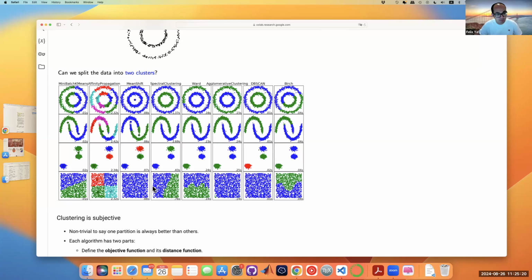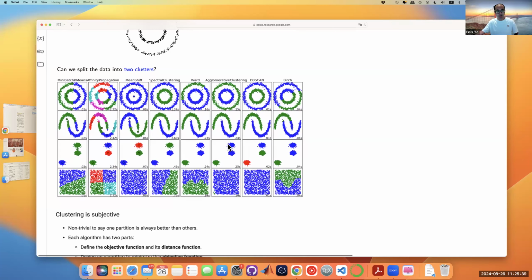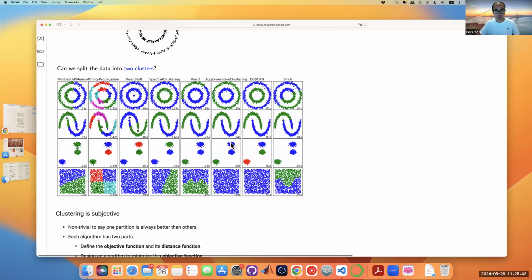Okay, but you can see this clustering is very subjective. It depends not only on the distance, it also depends on the algorithms. It's completely non-trivial to say one partition is always better than the other. For example, for this data set right here, these 2 clusters are quite close to each other, but significantly further away from this cluster. So you can argue there are only 2 clusters. That means we have a cluster of these 2 blobs and another cluster that is much further away.